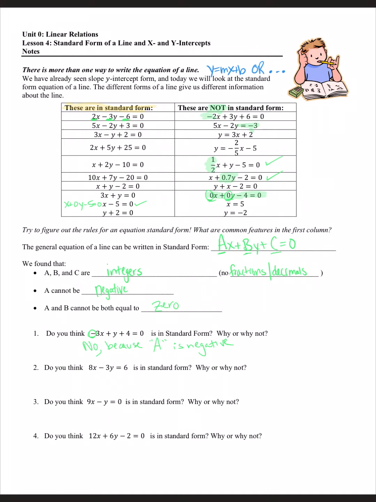Okay, the next one says, do you think 8x minus 3y equals 6 is in standard form? Why or why not? And this one to me looks very similar to this second one in our table above, where we have the constant on the other side of the equal sign. So that put it as being not in standard form. So I'm going to say no. C, so that constant of C is on the wrong side of the equation.